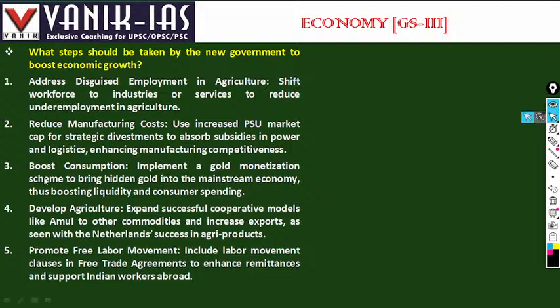Okay, so then reduce manufacturing cost, boost consumption, implement gold monetization scheme to bring hidden gold into the mainstream economy, but this has not been responded to well.